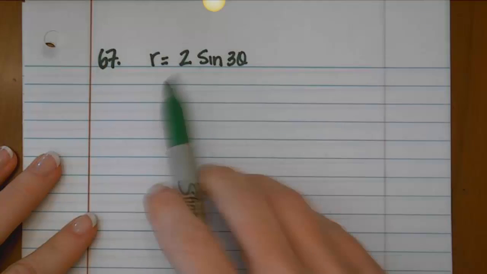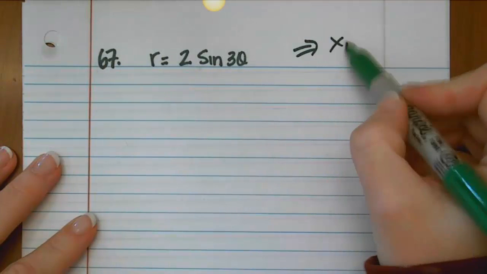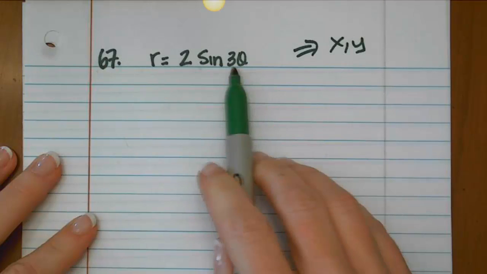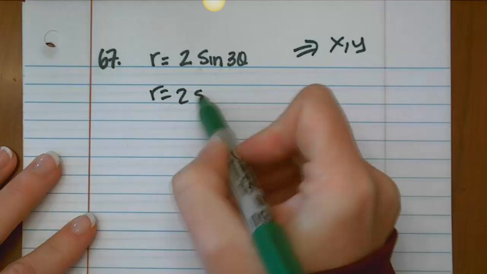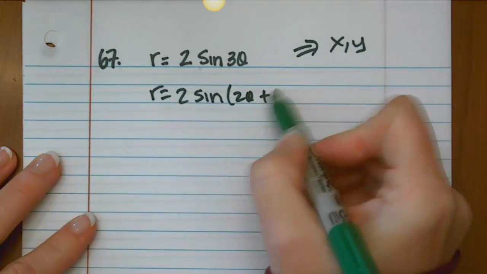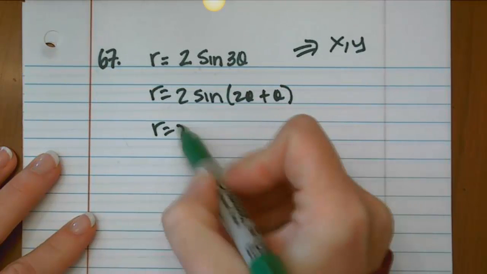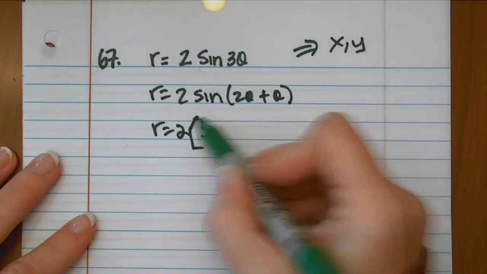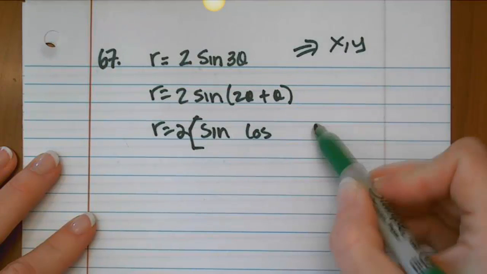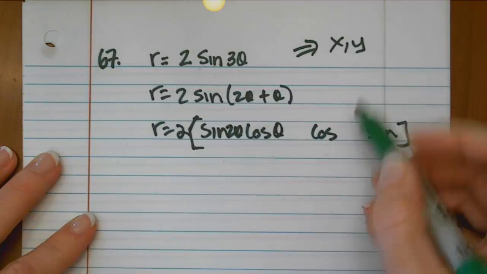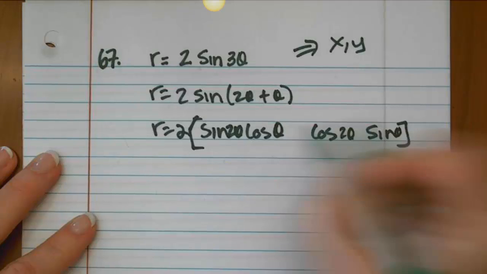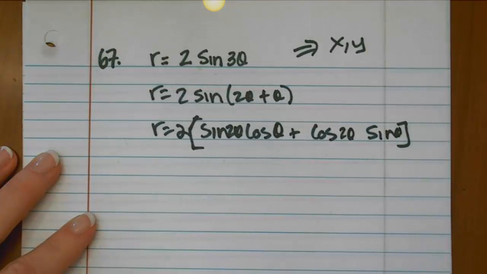Okay, some of you have had some questions on 67. It's a little bit of a challenging problem because in order to put this polar equation into rectangular form, in terms of x and y, you have to get rid of the 3 theta. So here's what I did. I thought of 3 theta as 2 theta plus theta, and then I used my sum and difference formula, sine cosine, cosine sine, in order to break that down.